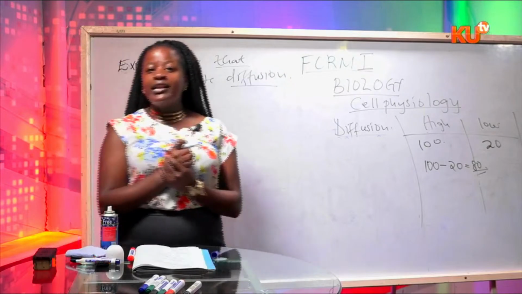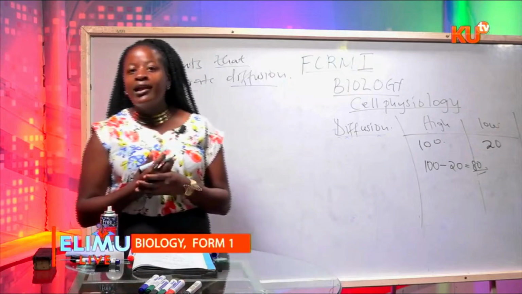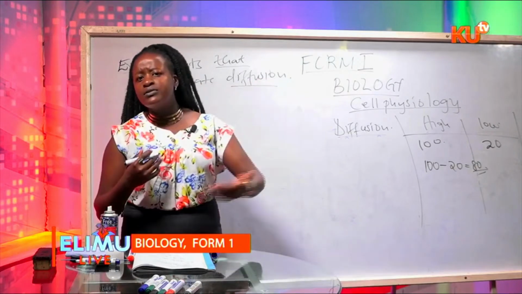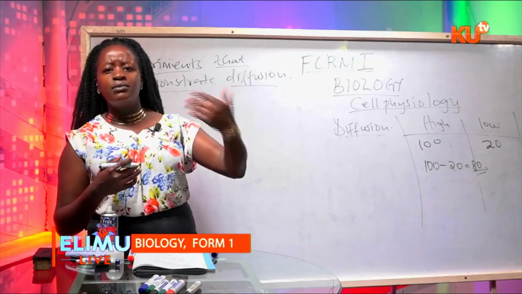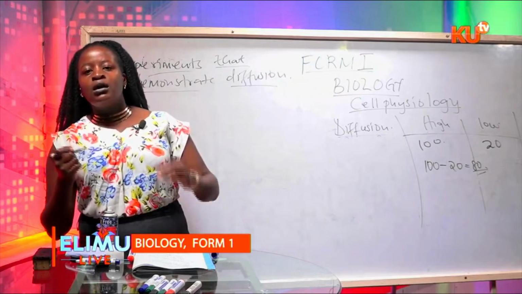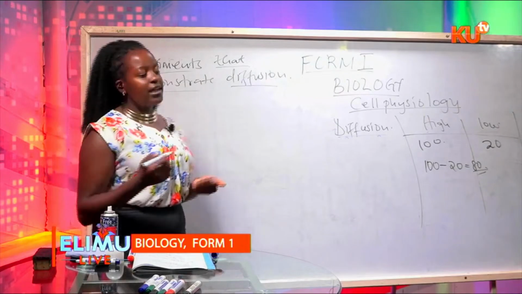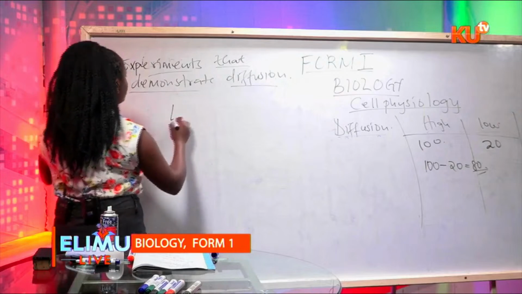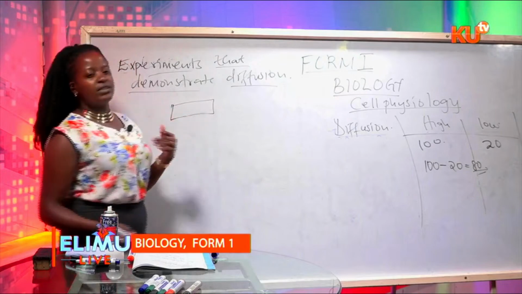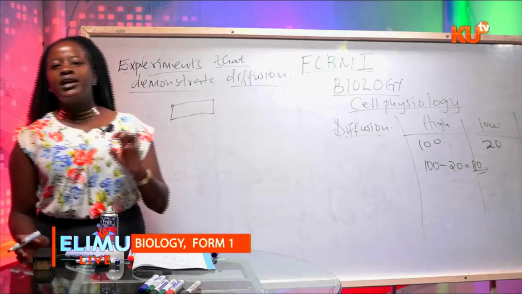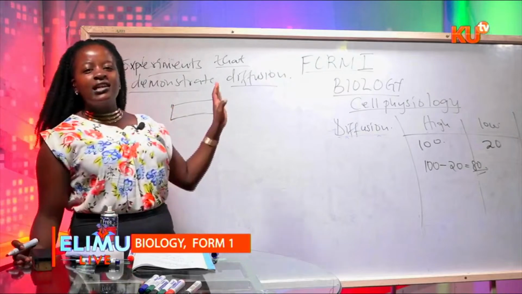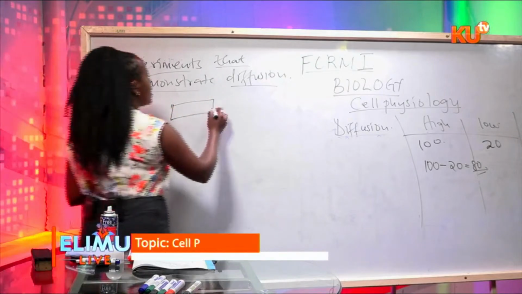In the laboratory, we do not have live cell membranes. We cannot remove cell membranes from live organisms and bring them to the lab. So what we have in the lab to represent a cell membrane is called Visking tubing. Visking tubing is a clear paper that takes this shape, and this clear paper is semi-permeable.